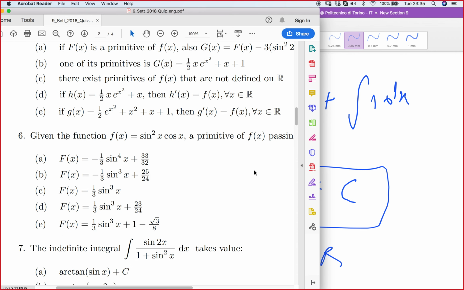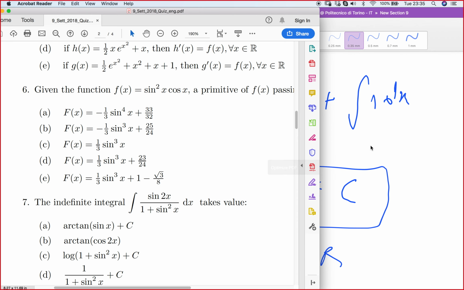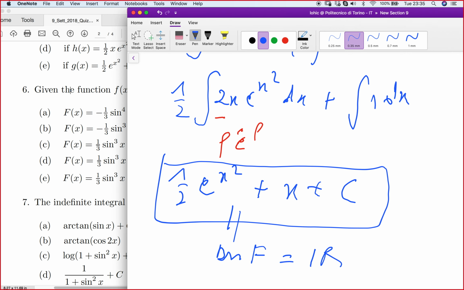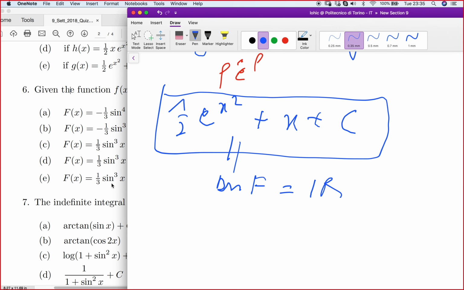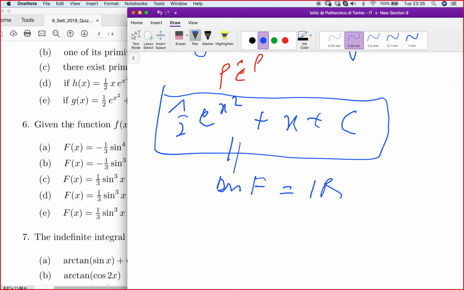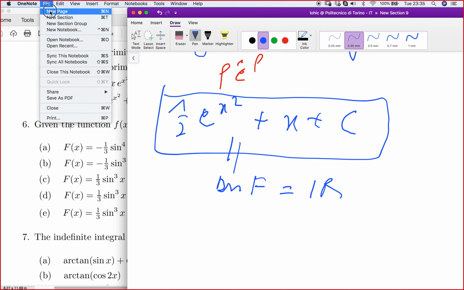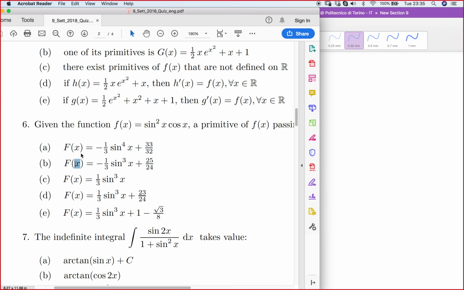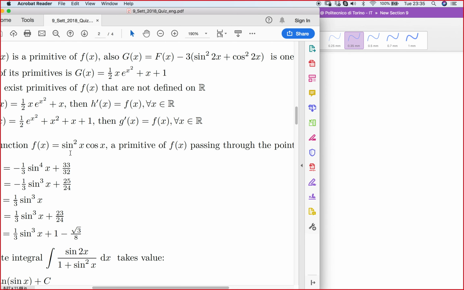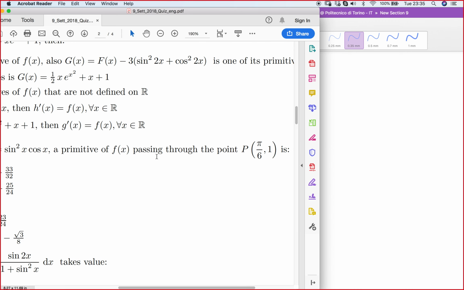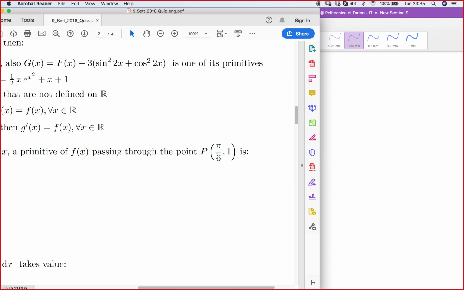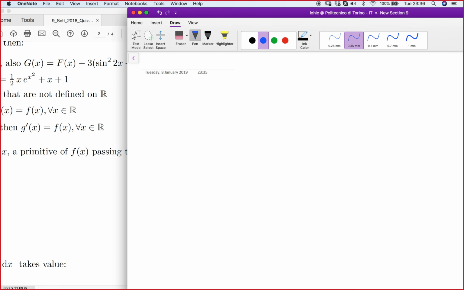Okay, so let's solve quiz number 6. I repeat that the answer here was A. Okay, nice. Quiz number 6. You are given the function f of x equal to sine square x multiplied by the cosine of x, a primitive of f of x passing through this point. So we don't want all the primitives, but we want the primitive that passes through this point. First let's find all the primitives, then we'll find it.